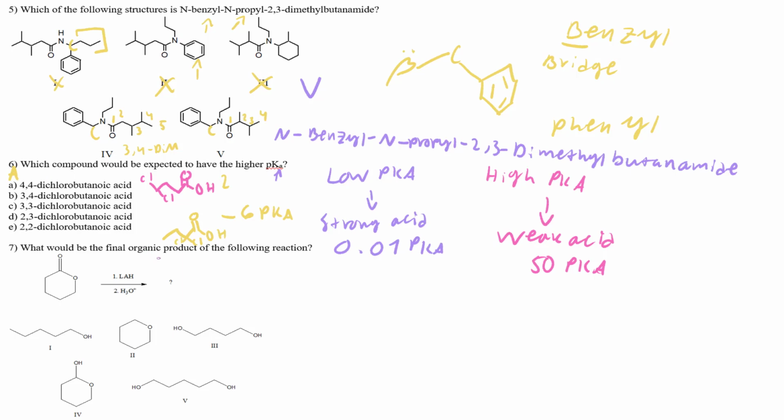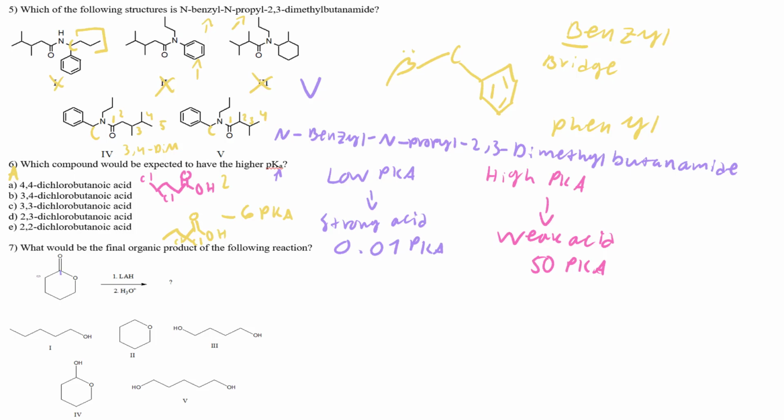7. What would be the final organic product of the following reaction? Okay, so what would be the following product? Now notice that we have lithium aluminum hydride, and if we were to ignore this ester, we have a ketone, okay? And what do we do to ketones when we have lithium aluminum hydride? You make it into what? An acid, okay? In fact, it's going to reduce it so much it's going to be a primary acid. Or I should say alcohol, sorry.